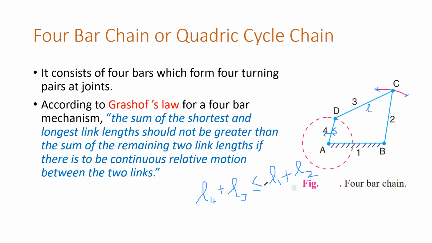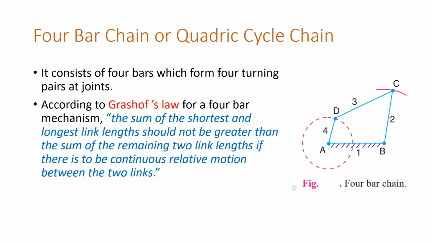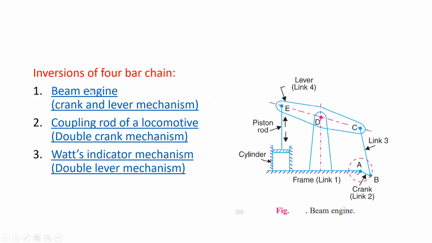Let us see those mechanisms. Depending on which link you fix, you get different mechanisms. Those are called inversions. The first inversion of the 4-bar chain is the crank and lever mechanism, which is used in the beam engine.